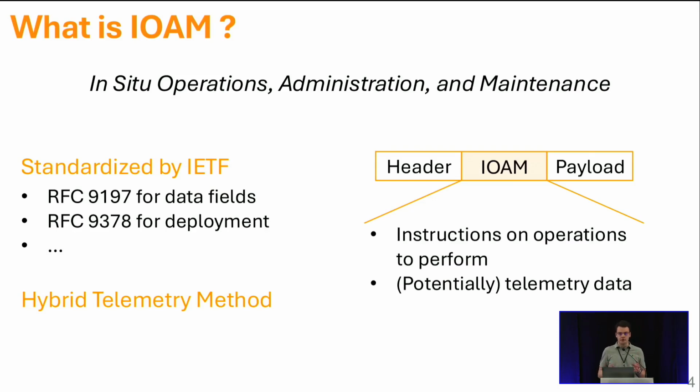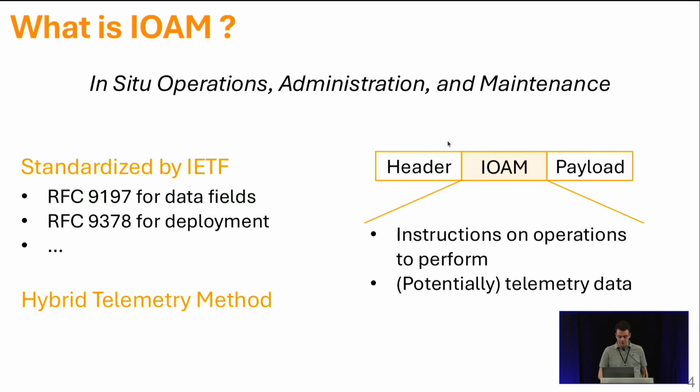Usually, when we talk about telemetry solutions, you have two main categories. You have active telemetry on one side and passive telemetry on the other side. For active telemetry, you generate network packets that are dedicated for telemetry. On the other end, for passive telemetry, you rely on the existing data packets. For IOAM, we are kind of doing a mix of both approaches because we rely on the existing packets, but at the same time, we need to modify them a bit to derive the telemetry information.